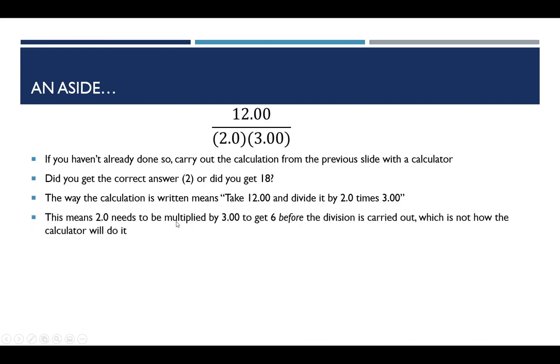But we don't want to do those as separate steps. So ultimately, we need to say that the 2 needs to be multiplied by the 3 to get 6 before the division is carried out. And the calculator won't do that. The calculator follows order of operations.